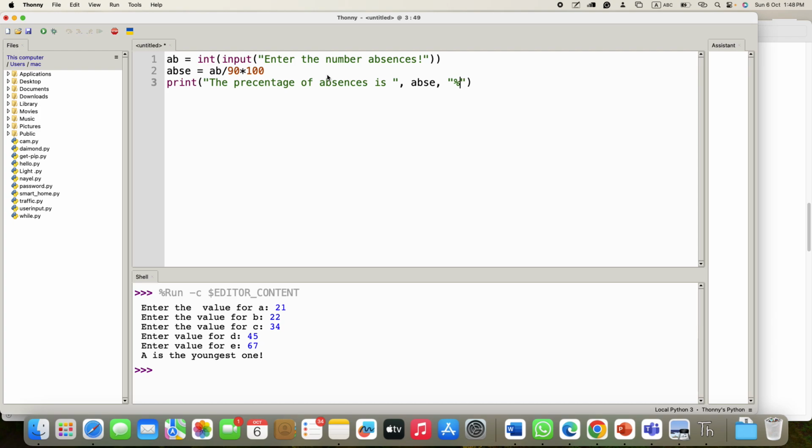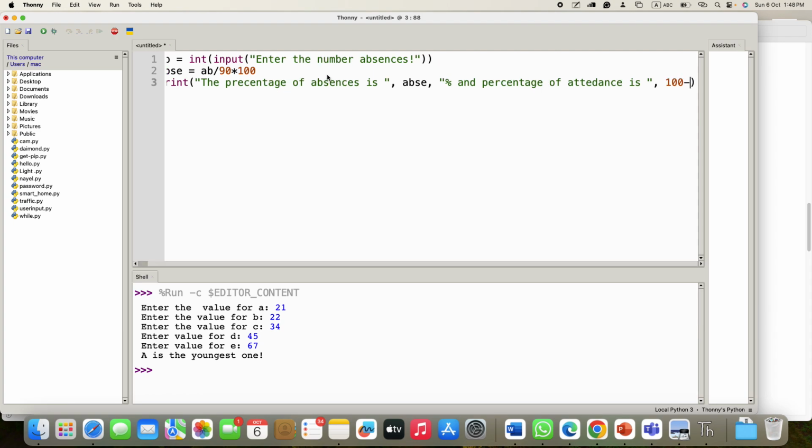And then we want to give the percentage of attendance is, what would that be? That would be 100 minus ABSE, yeah? The remaining is the present, isn't it? I mean, if 60% is absent, then 100 minus 60, 40 is present, yeah? And then you want to give a percentage sign there, right? There we go, that's it.